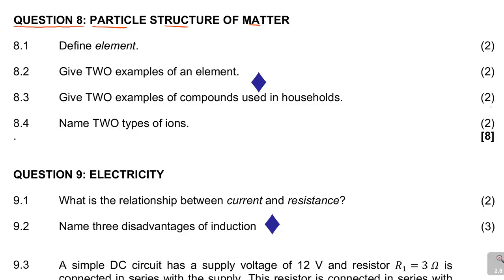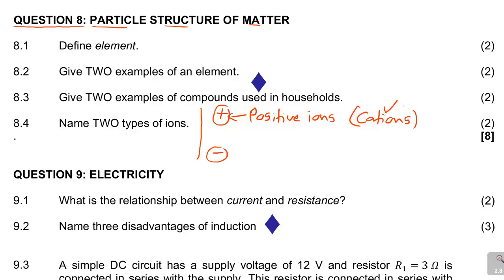So already you say this is 6 marks, and the last 2 marks is name 2 types of ions. Now the ions, if you remember, they are positive ions and they are negative ions. So the first type, as you can see, is positive ions, but they have a special name. We call them cations. The word they wanted there was cations, but even if you say positive ions, it is correct.